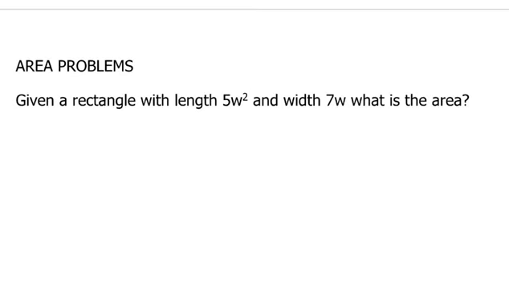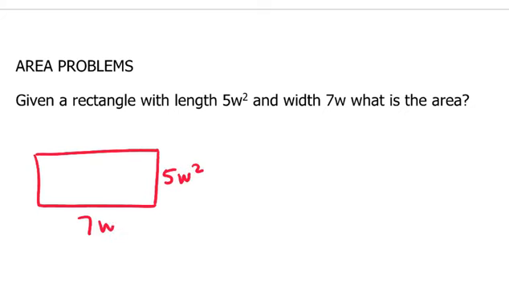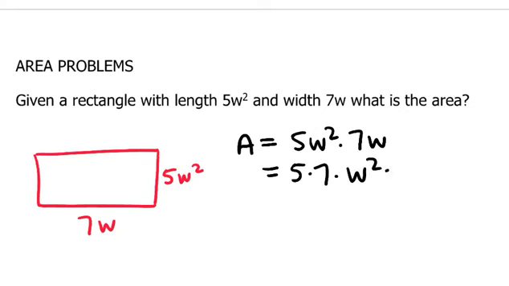Okay, so the last thing we've got is some geometry problems, basically. Okay, we've got a rectangle, so I'm going to draw a rectangle, with length 5w squared and width 7w. Okay, what's the area? Well, the area is going to be where I just multiply the length and the width. Okay, and we can multiply in whatever order we like. 5 times 4 is 4 times 5. So that's 5 times 7 times w squared times w. Yep, 35w to the 3, yes.